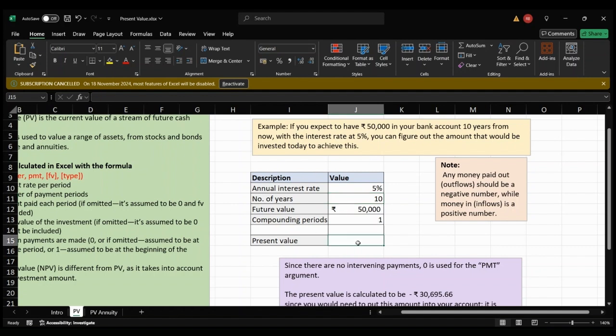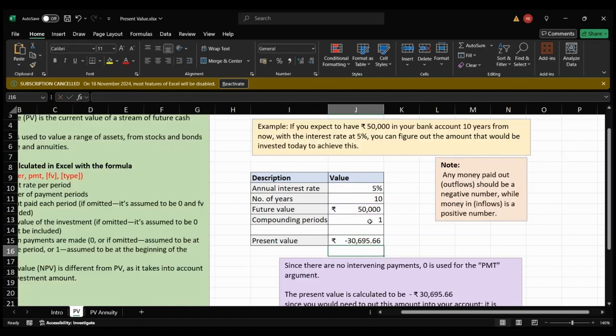Okay, now let's calculate. Equal to PV, and inside the bracket you can see all the prompts. The first is rate, so we select the rate and put a comma. Next is NPER, select it and comma. Next is PMT. Here we don't have PMT, so we'll omit it. Next is FV. FV is 50,000, we'll select it. And type. Here we pay towards the end of the period, so you can just omit it.